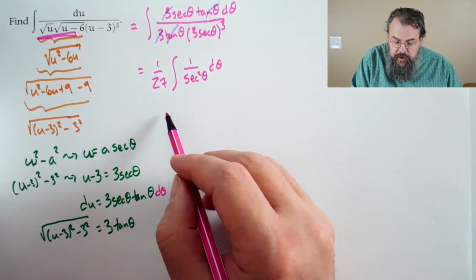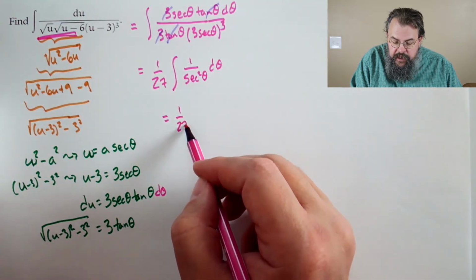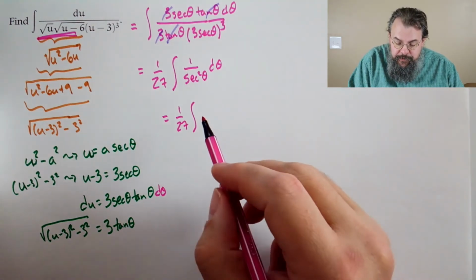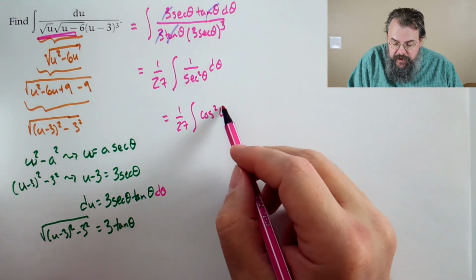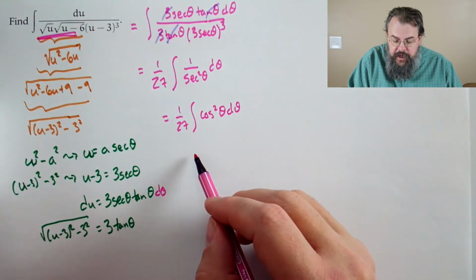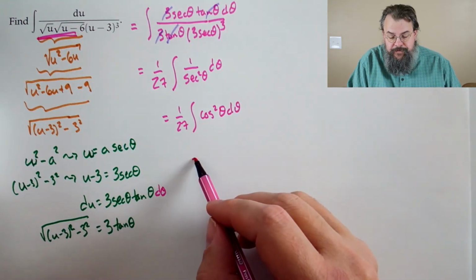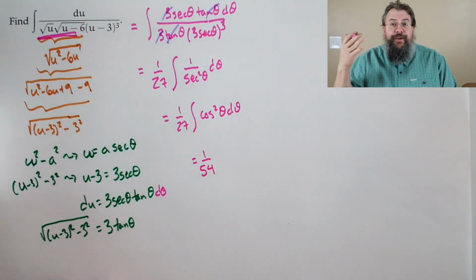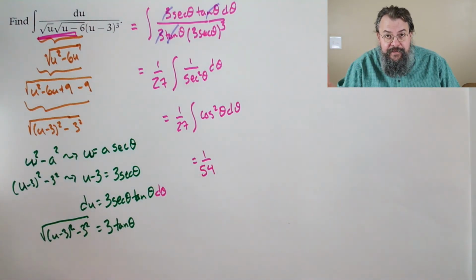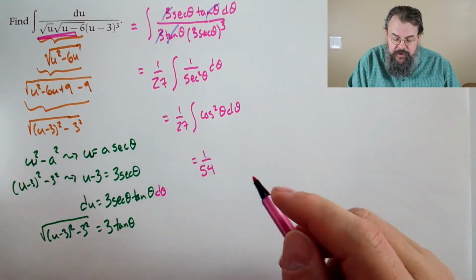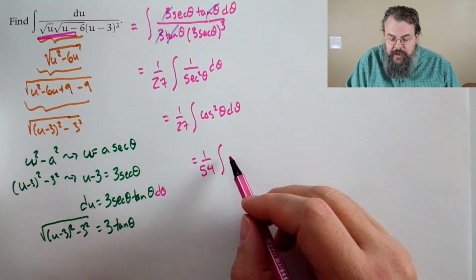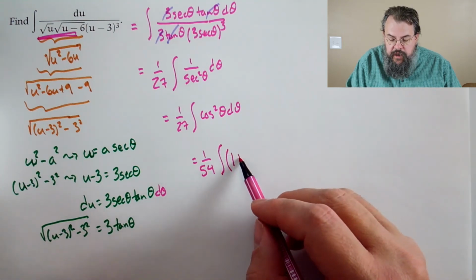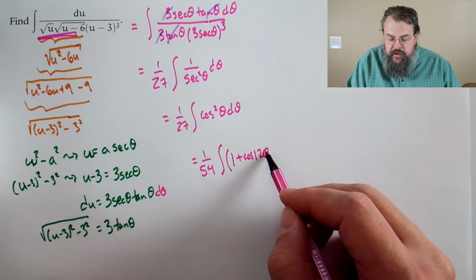Well, secant squared, how do we integrate that? Flip it over. So that would become cosine squared. All right, well, for that, power reduction. So 1 over 54, because remember, power reduction, cosine squared would be a half. So a half times 1 over 27 is 1 over 54. And then we'd have the integral of 1 plus cosine 2 theta.